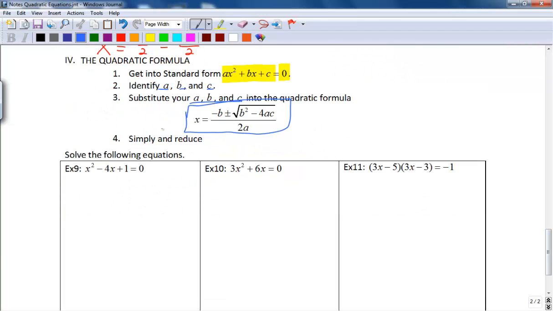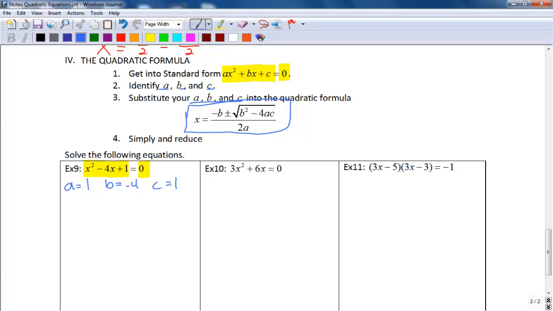Right, step 1, for example 9, is it in standard form? Let's check. All terms on one side, 0 on the other. Sure am. So that's all done. Step 2, identify your a, b, and c. Well, a is the coefficient of x squared. There's no number in front of x squared, so that's an implied 1. B is the coefficient of your x term. Well, that's a negative 4. And c is your constant term. That's a plus 1, so 1. So I've identified my a, b, and c as 1, negative 4, and 1.